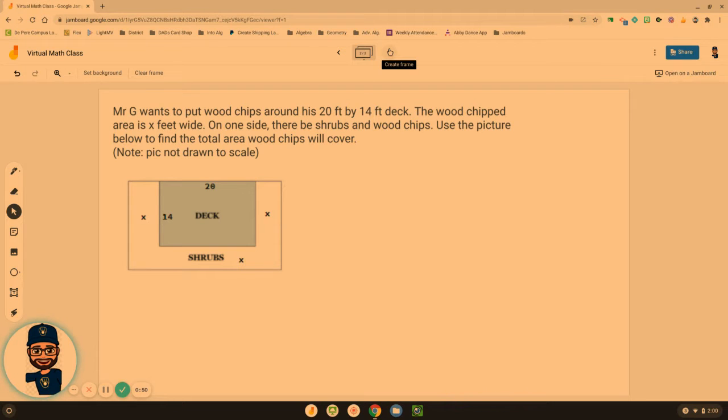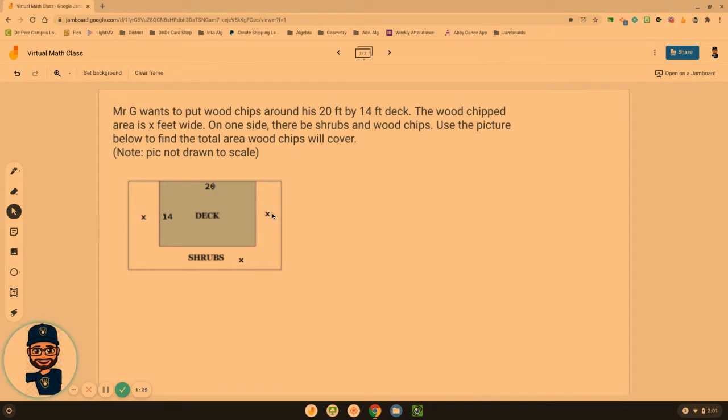Mr. G, that's me right here. I want to put some wood chips around my 20-foot by 14-foot deck. So I've got a deck. I don't need wood chips under it. I just want to put it around. The wood chipped area is going to be x feet wide, so the whole way around that deck is going to be x feet all the way around. On one side, there's also going to be shrubs with the wood chips. Use the picture below to find the total area that the wood chips will cover. This picture's not drawn to scale. I'm not too sure why we put in shrubs here either. Let's not worry about that at the moment. It might take up a very tiny amount of the area, but nonetheless.